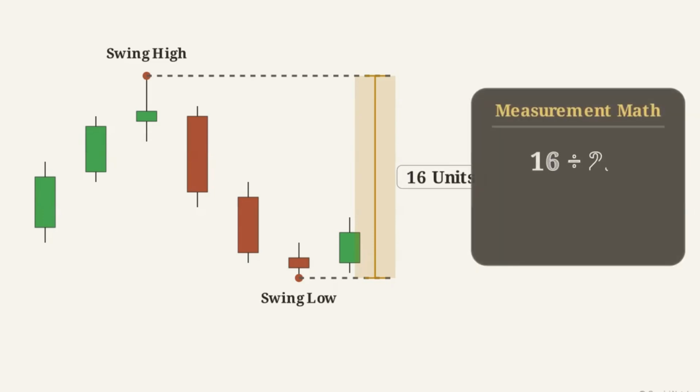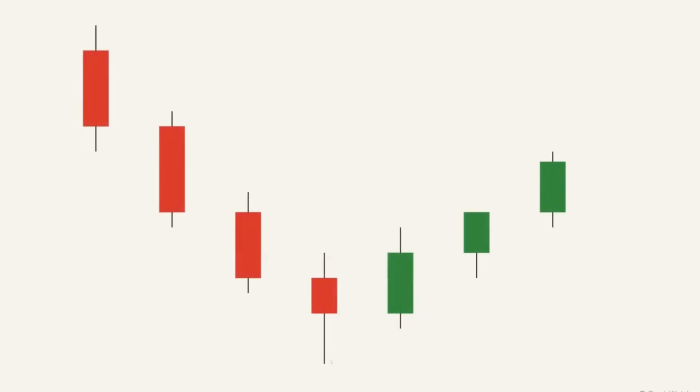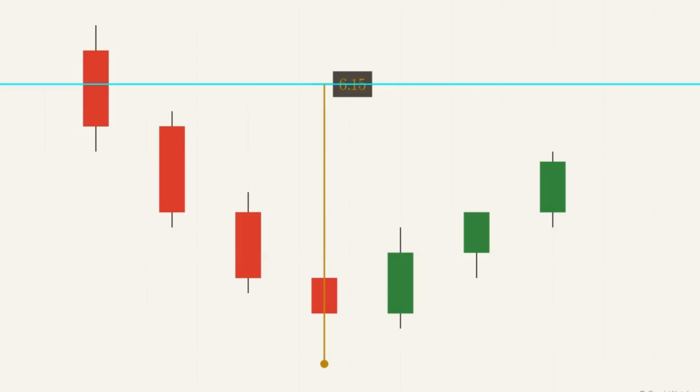Now apply the formula. Divide 16 by our constant factor, 2.6. The result is 6.15. We translate that result back onto the chart to find our entry zone. Starting from the very bottom tip of the downward move, we measure back up by exactly 6.15 units. Draw a horizontal line exactly at that coordinate. That bright line marks the specific price level where we expect the market to bounce.